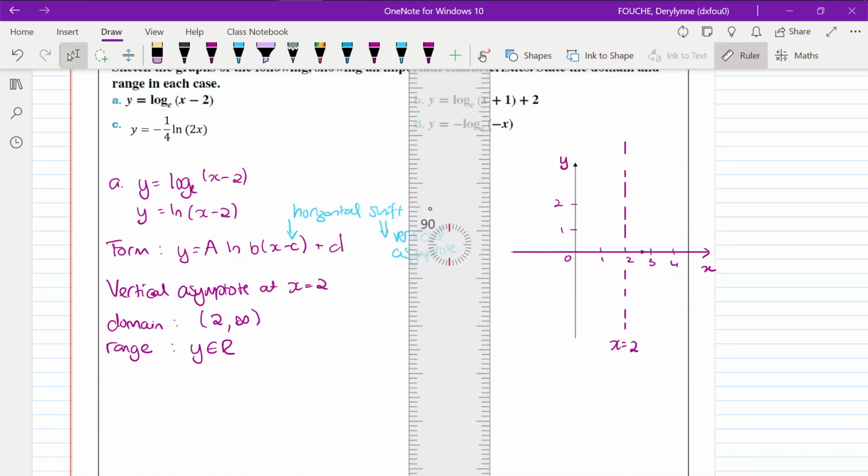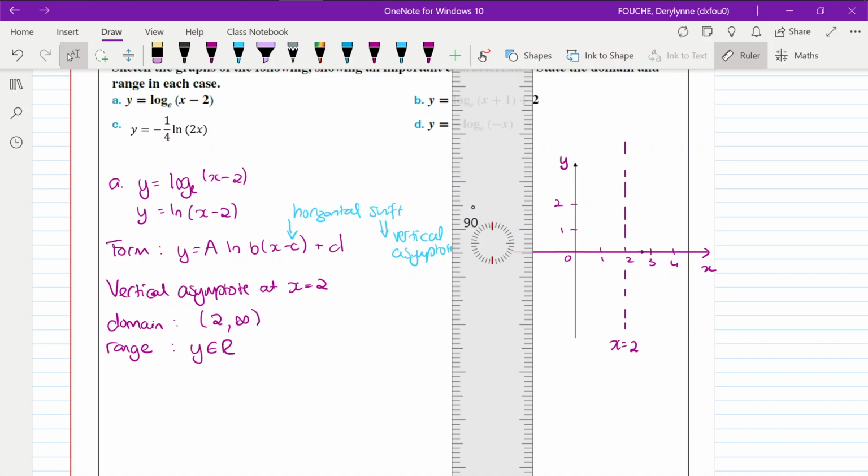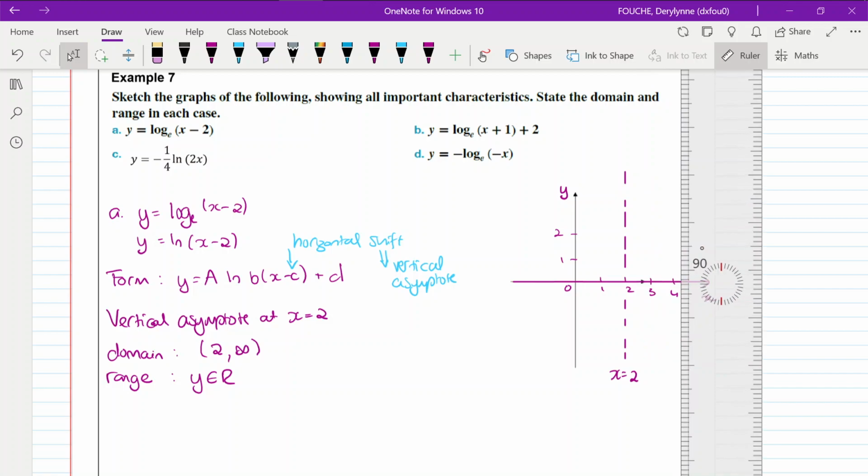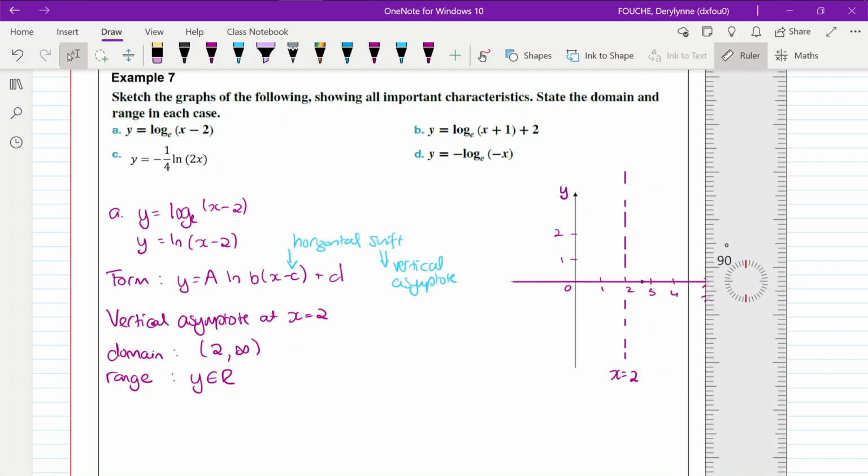Alright, now we need to figure out the shape of this thing. Okay, my a value is positive, my b value is positive, so this is not reflected about the x or the y axes. Okay, so let's try and see if we can find an x-intercept.